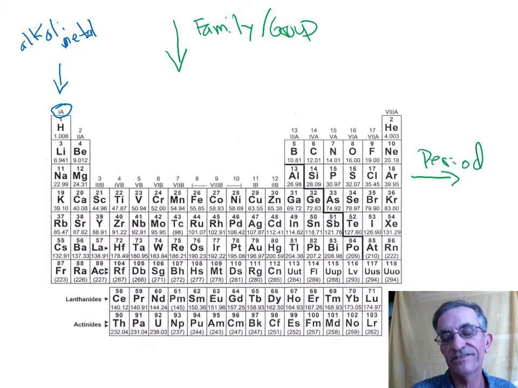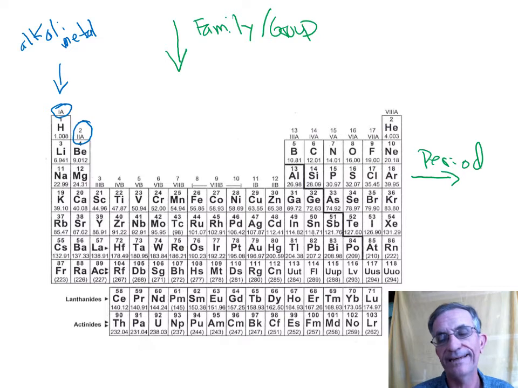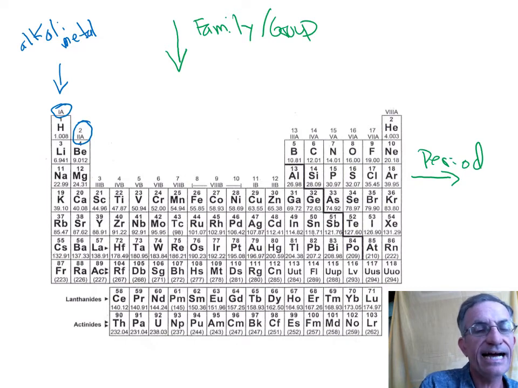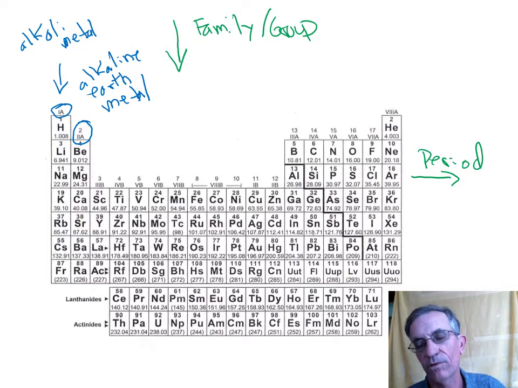Sodium and potassium were similar. They're in the same column. They're both alkali metals. Now, if we go to the next column over, column 2A, usually I'm just going to call it 2A. You might just hear it called 2. So column 2A is going to be called the alkaline earth metals. And again, anybody in that column would be similar to anybody else in that column. Magnesium is similar to calcium, which is similar to strontium, barium, beryllium. They're all similar to one another.